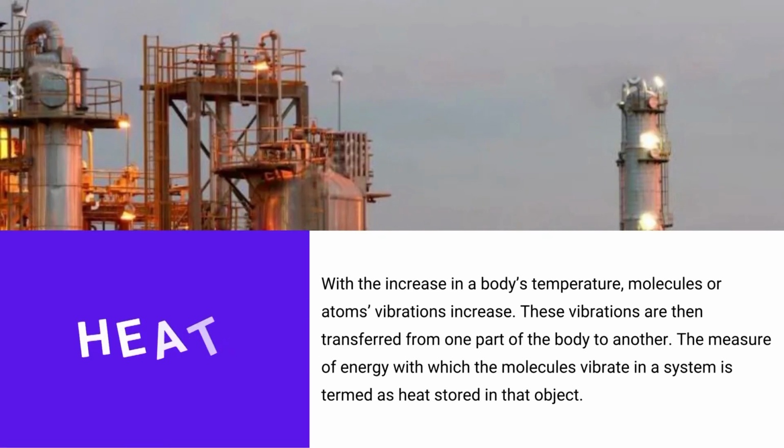Now, let us discuss a bit about heat. With the increase in a body's temperature, the vibration of molecules and atoms increases. These vibrations are then transferred from one part of the body to another. The measure of energy with which the molecules vibrate in a system is termed as the heat stored in that object.